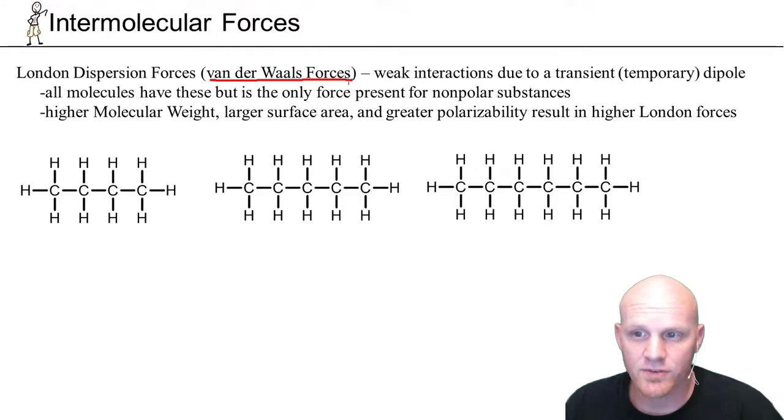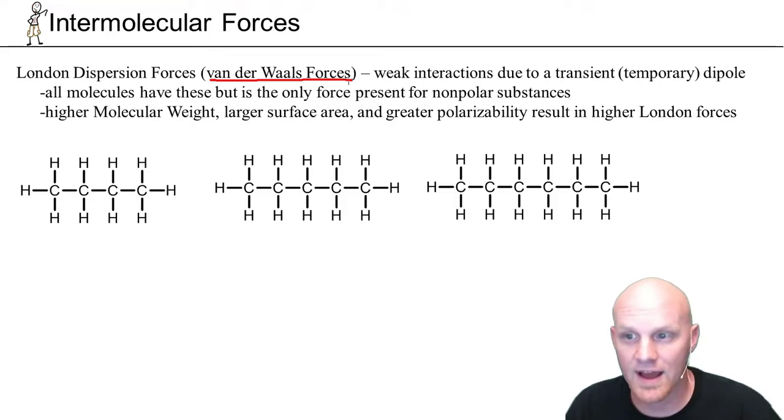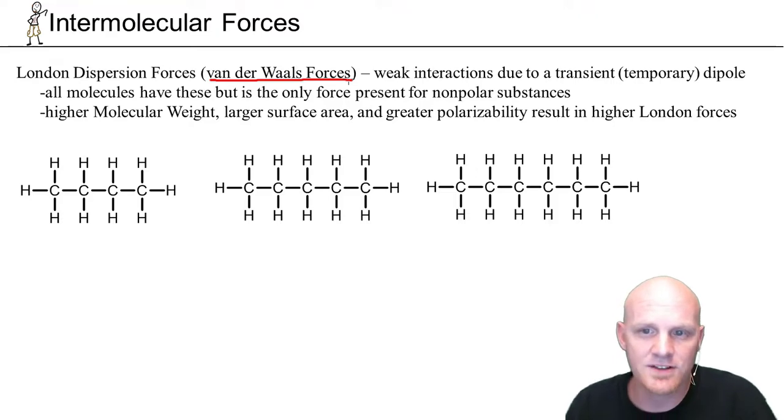The idea is that electrons are in motion, and even for nonpolar molecules, their electrons might be more on one side of the molecule than another at a given instant in time. As a result, one side of the molecule might temporarily be partially negative, where the other side's partially positive. But this is temporary or transient, and these are generally not that strong.